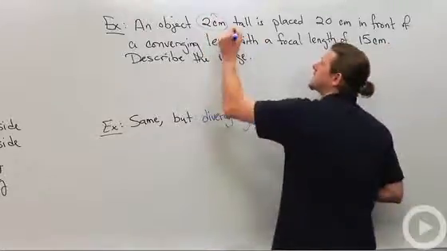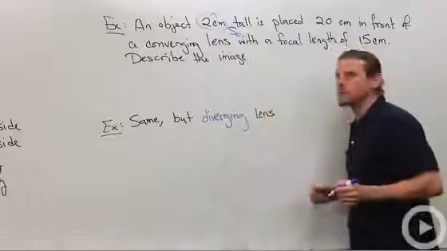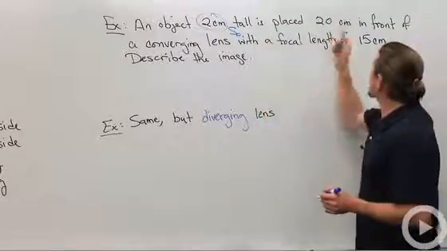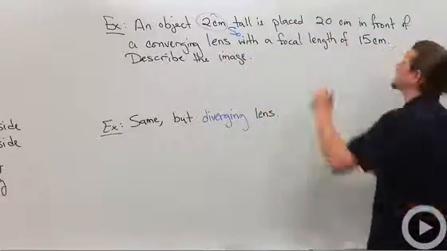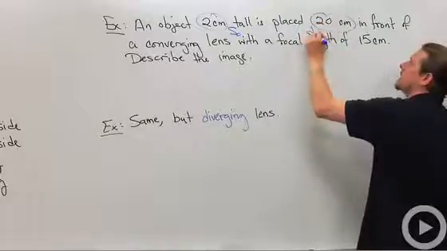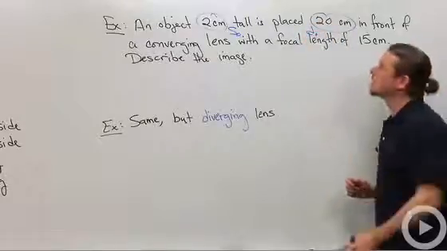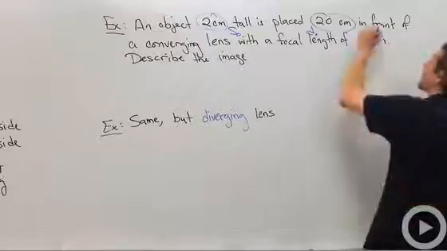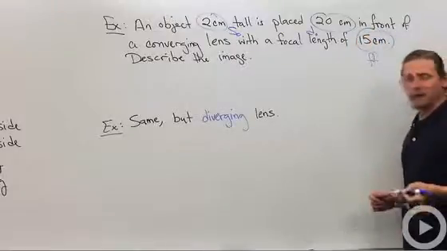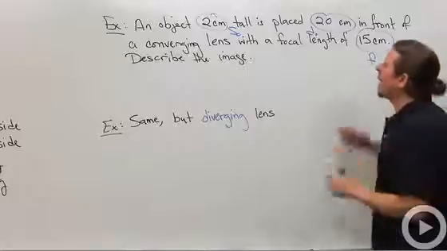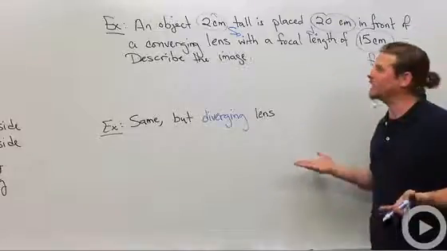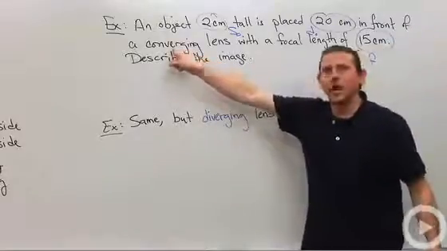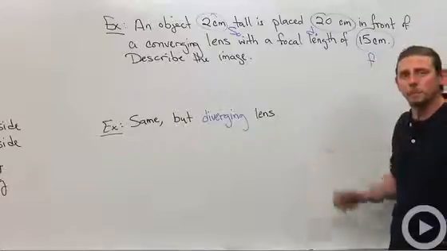So this is the size of the object. And it's placed 20 centimeters in front of a converging lens. So this is going to be my distance of the object with a focal length of 15 centimeters. So this is going to be my F. All right? Now, am I going to take it as positive or negative? Well, it's a converging lens, and so that means that my focus should be positive.